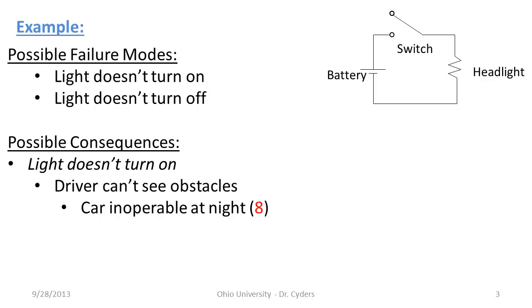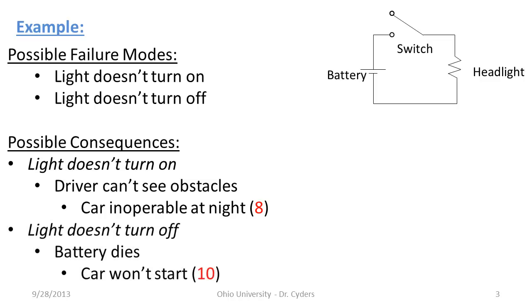This doesn't mitigate operation of the car for half of the day. So it's not complete failure of the system, but it is severely reduced utility. So you can't use the car at night, so it gets a severity number of 8.